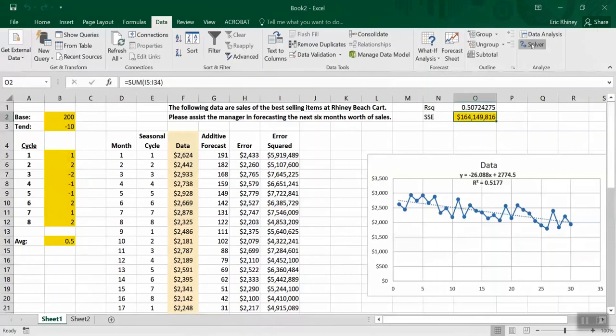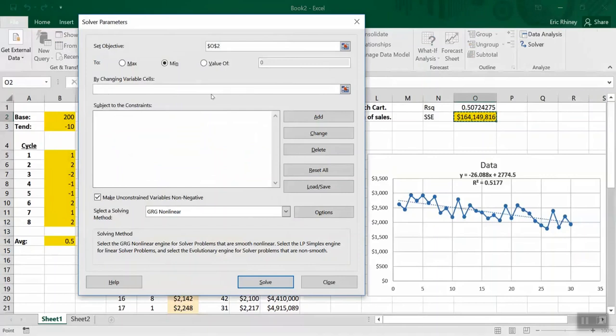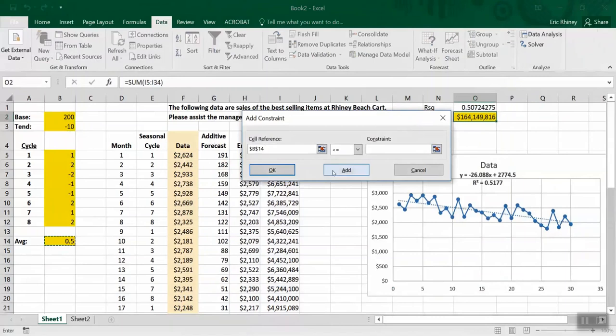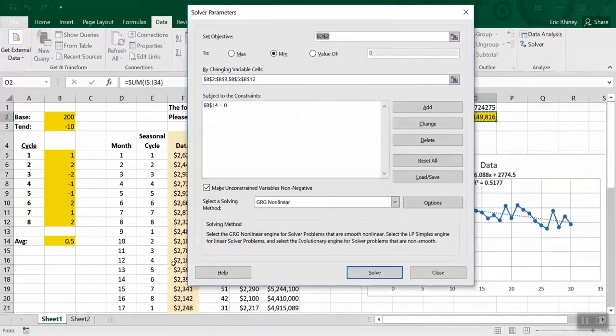So let's go back up to Data, Solver. Again, I'm using the sum of errors squared here, and I want it to be minimum. And what variables do I want to change? Well, I want to change the base. I want to change this. I'm just holding down my control key here. I want to change these as well. All right. Now, don't add your average to the changing variables section. This is going to be a constraint. What we want here is to constrain this so that it is equal to 0. Again, because we're using additive, we want to make sure that our average of our seasonality is 0.